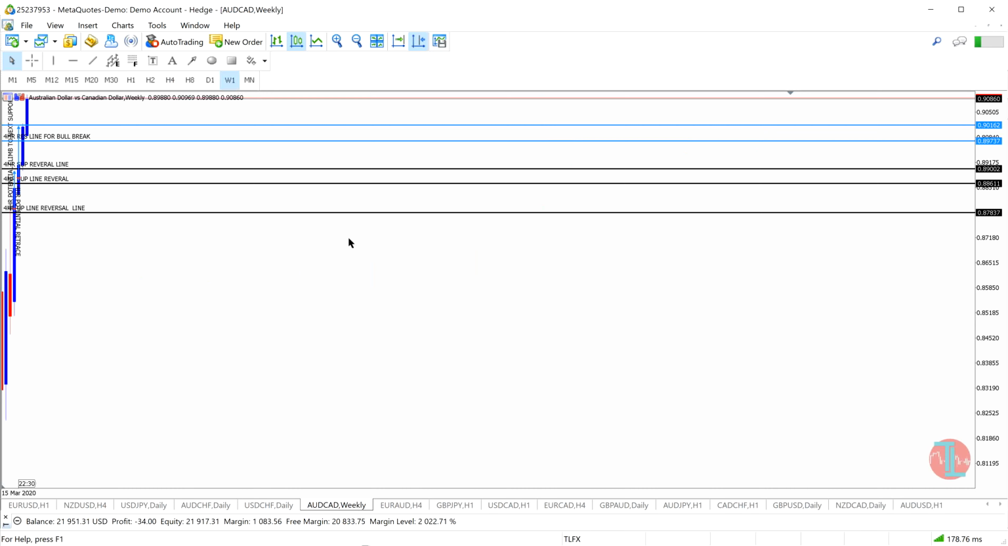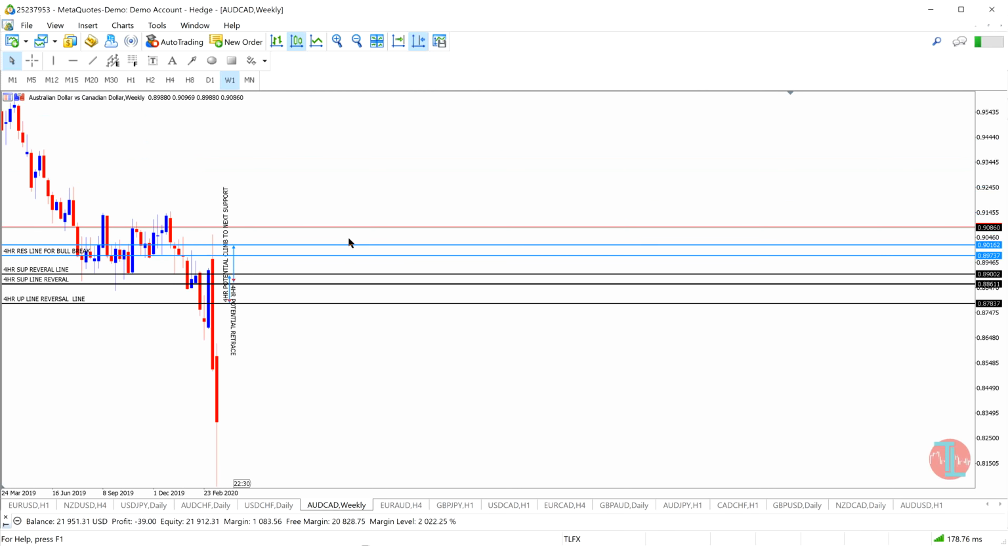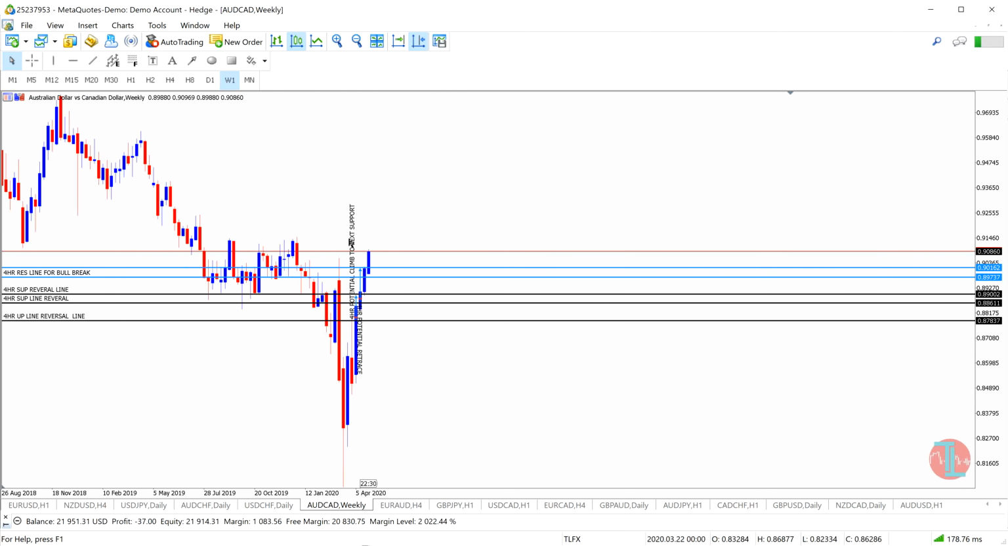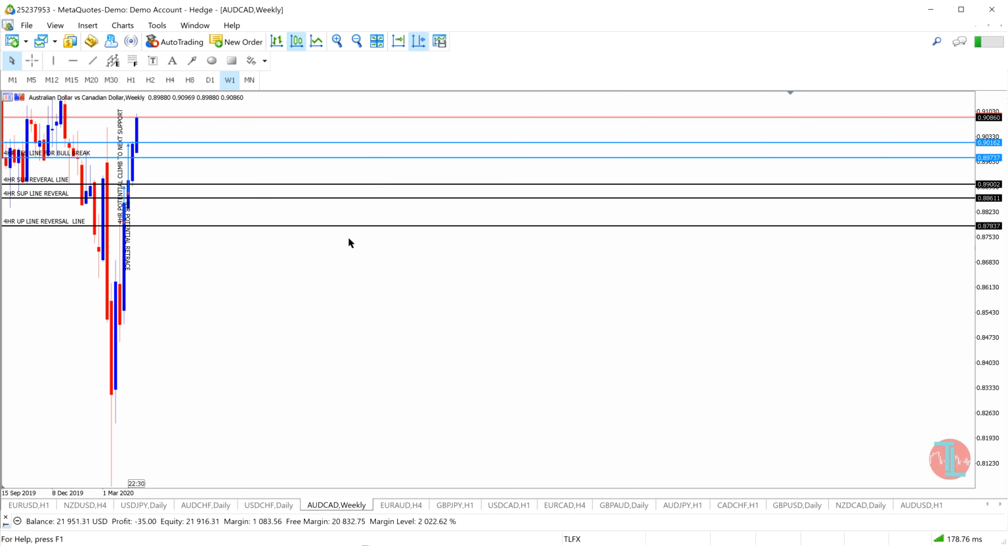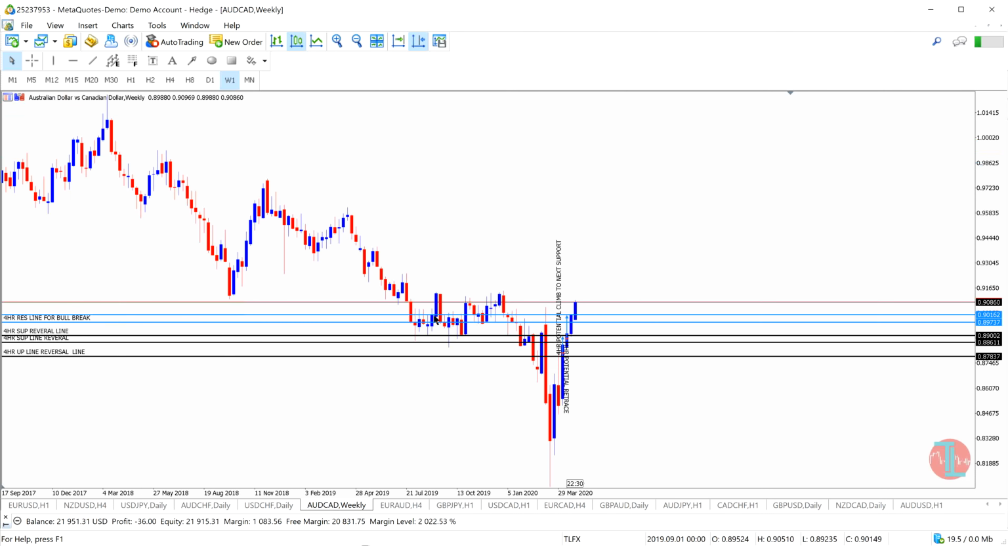Here we are on the Audi CAD. Let's go to the weekly on the Audi CAD. We can see where we are. We are currently in a general downtrend, but we have a large retracement back to the former high. If we have a test onto this 1-2 level here on a weekly, then we may look at reversals.